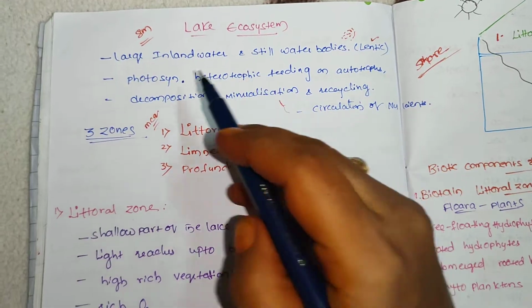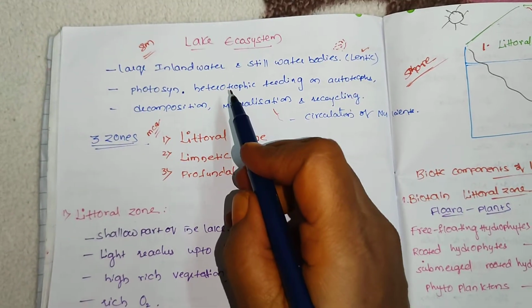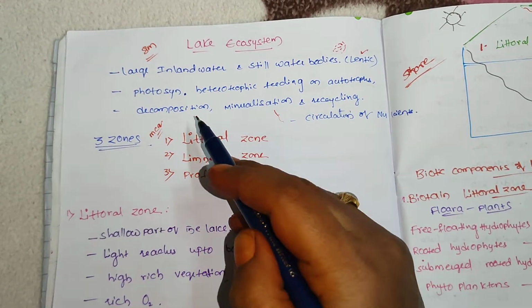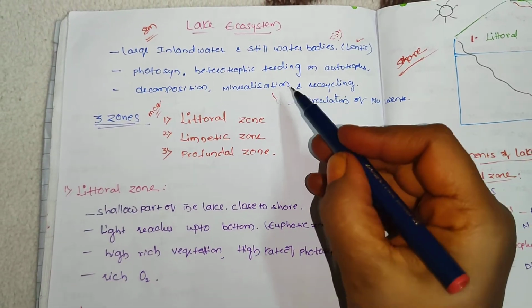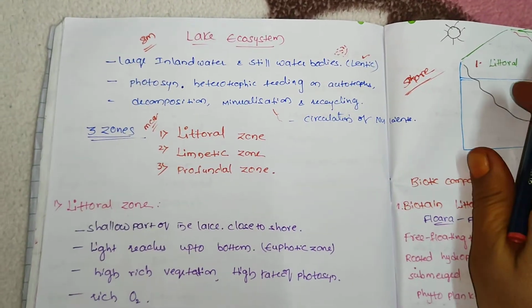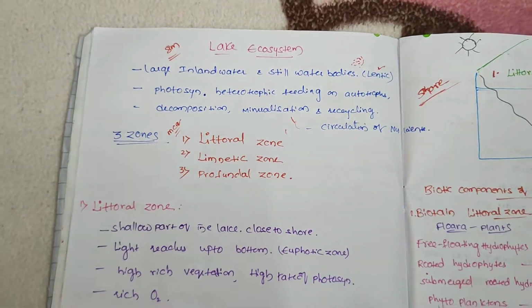In the lake ecosystem photosynthesis occurs, so there are autotrophs, and the heterotrophs depend on the autotrophs. Also decomposition and mineralization occur, and recycling and circulation of the nutrients. That is the lake ecosystem. In a deeper lake we have three types of zones.